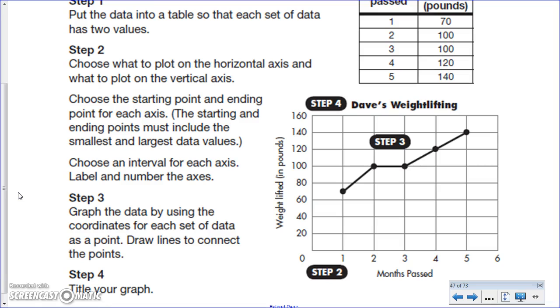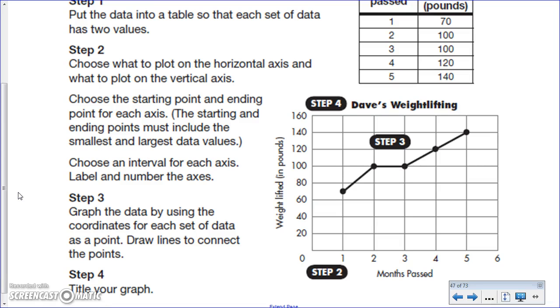You can see for the weight, they went up by 20 for every interval because they needed to get up to at least 140. And for months past, they went 1 through 6 because that will cover 1 through 5 in our data points. Then they graphed the data by using the coordinates for each set of data as a point. So for 1, they went over to the first month and put the dot at 70 pounds. It's halfway between the 60 and the 80. For month 2, it was up at 100. Month 3 was also at 100. Month 4 was at 120. And month 5 was at 140.